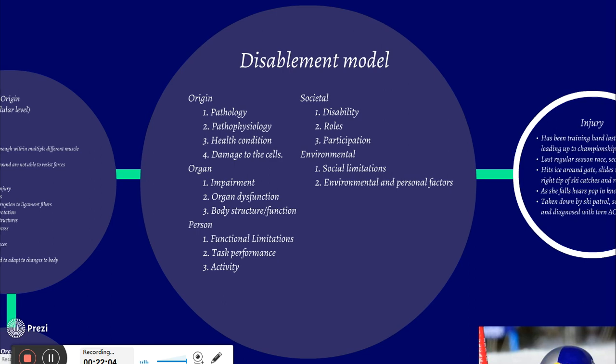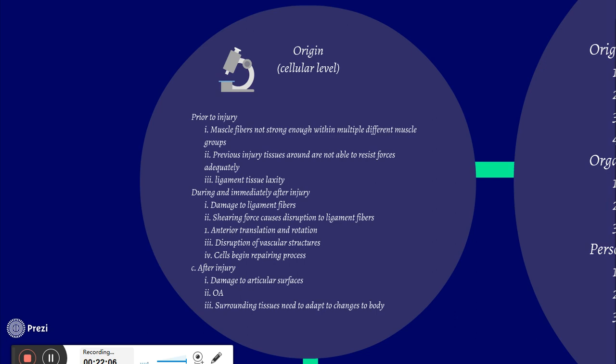So first, the origin, which is basically looking at the cellular level. I'm going to be breaking this down into multiple parts, looking at what could have happened prior to the injury, what happened during and immediately after the injury, and then what's happening at each stage after the injury. So breaking down every one of these parts: before, during, or immediately after within the next couple of years, and then after the injury.